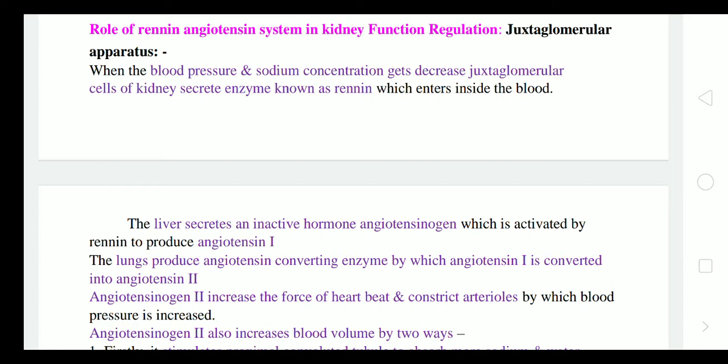Juxtaglomerular apparatus. When the blood pressure and the sodium concentration decrease, cells of the juxtaglomerular apparatus in the kidney secrete an enzyme known as renin. Renin is responsible for the regulation, that is, the osmoregulation, of the salts in the blood.